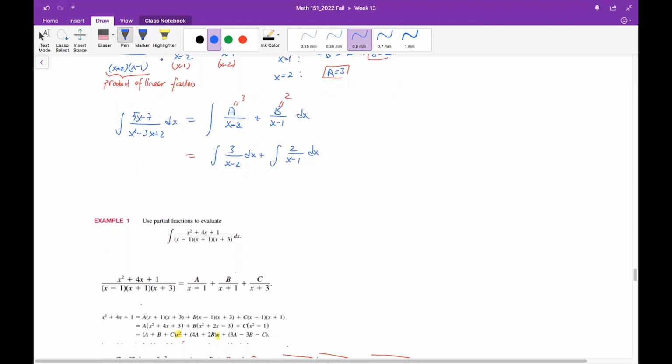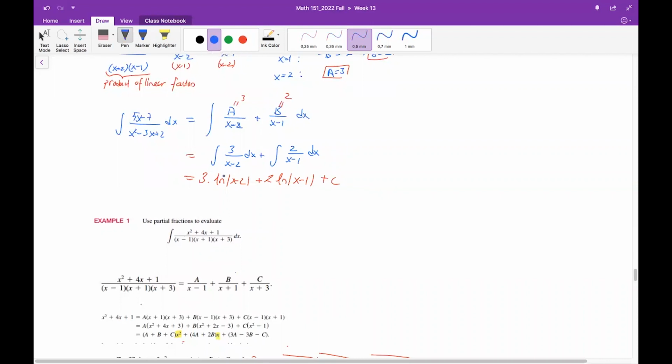And these are very simple things to integrate because 3 is a constant, 2 is a constant, and the integral of dx over x minus 2 is ln of absolute value of x minus 2, you know? So 3 goes out, and similarly 2 times ln absolute value of x minus 1. Since these are indefinite integrals, you need to add an arbitrary constant c at the end.